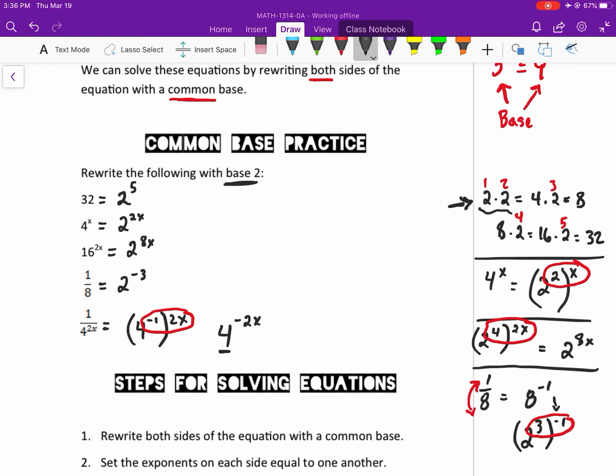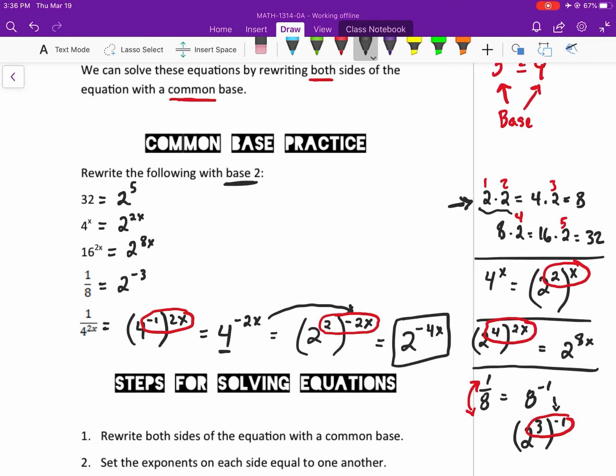Okay. We still need to convert this to a base of 2. How many 2's gives me 4? I believe, what, 2, right? 2 squared is 4. And then don't forget about that negative 2x. That just has to move over. Alright. We're going to have to multiply one more time. 2 times negative 2x. That's going to give me a final answer of 2 to the negative 4x power. Here we go. So that one was a little bit more complicated because we had to get rid of the fraction first and then still convert it to a base of 2.